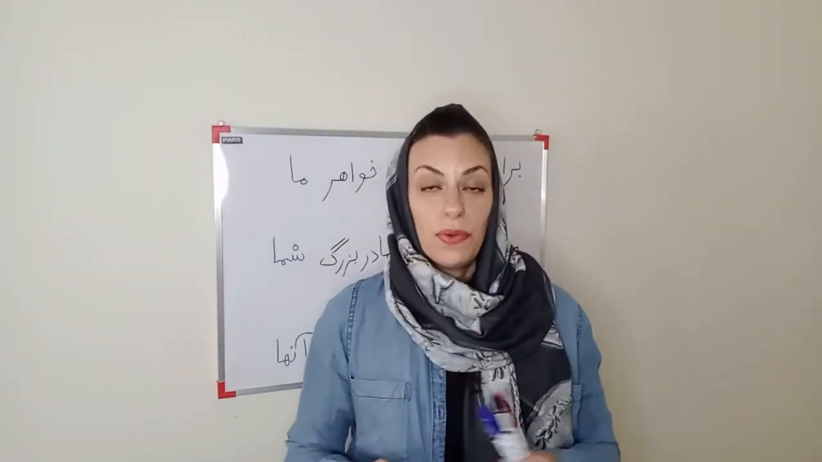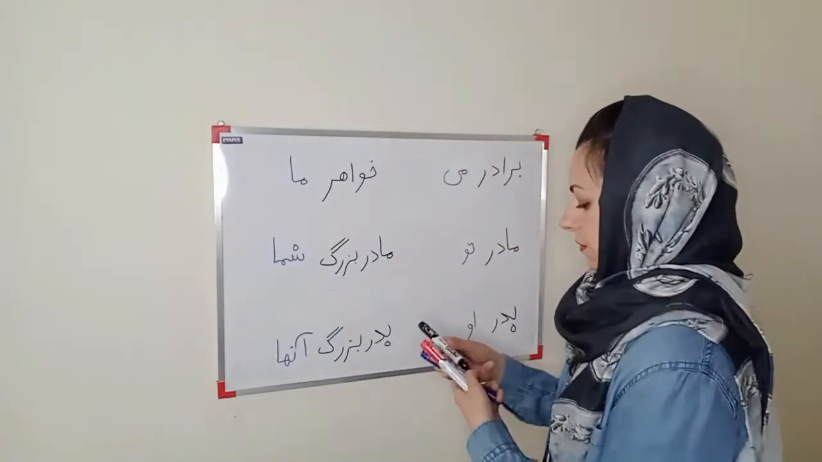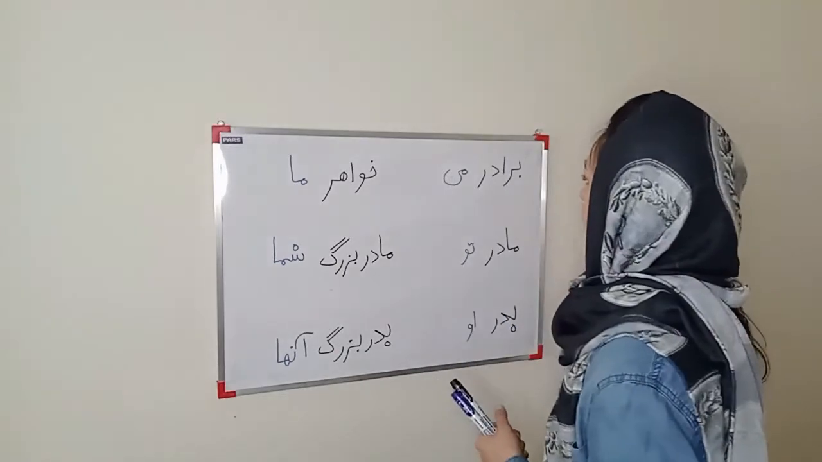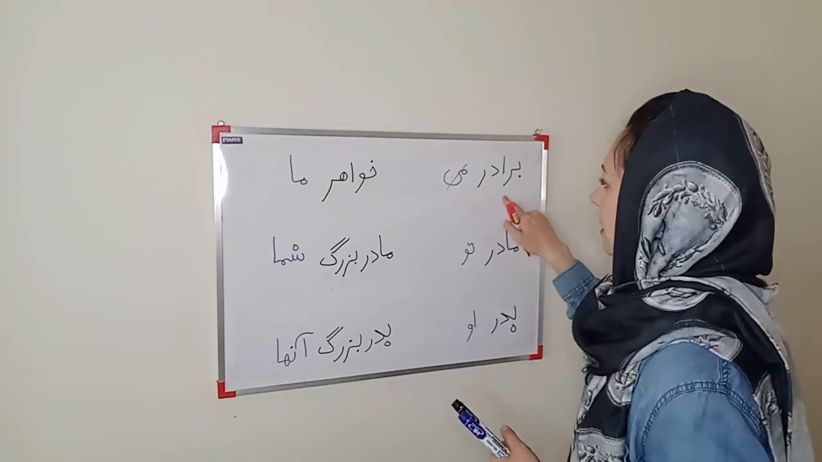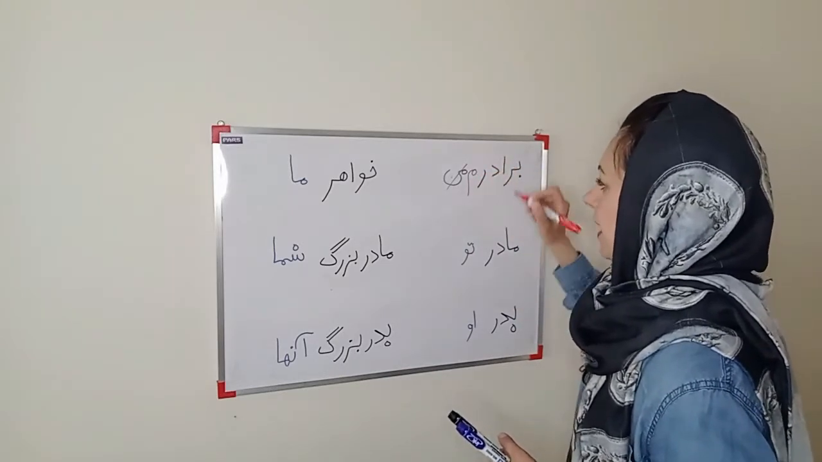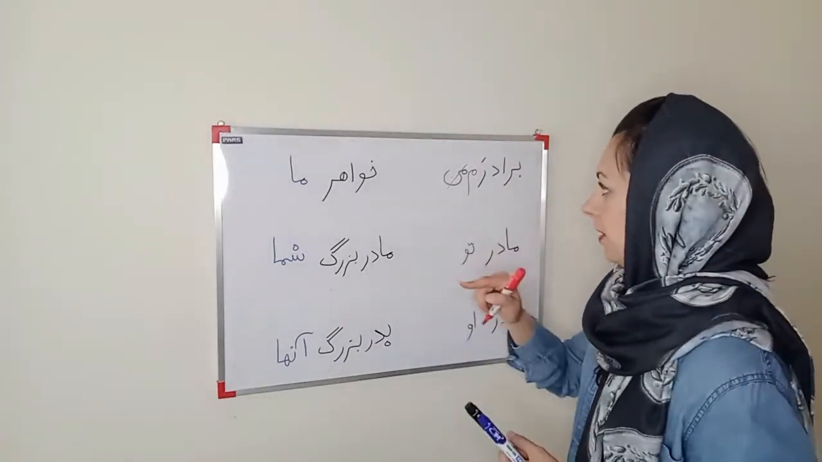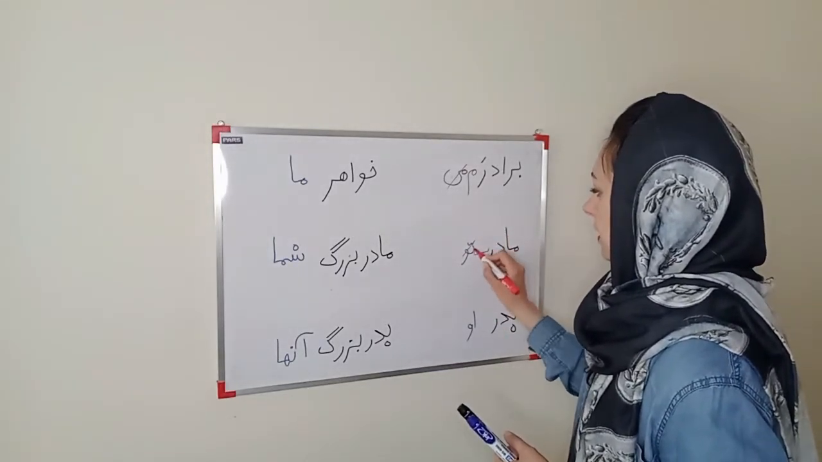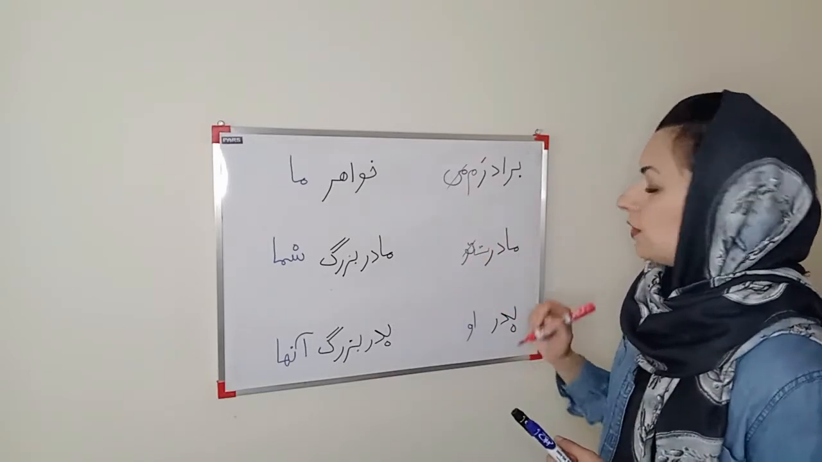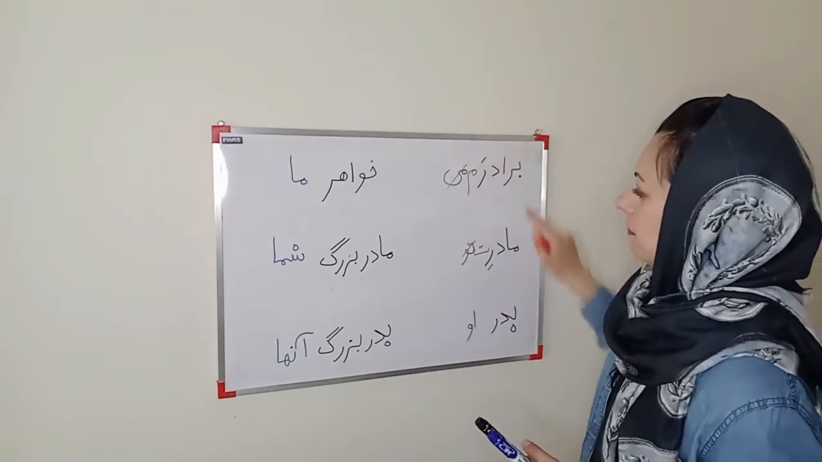Let's look at the second way now. For the second way, what we're going to do is add a suffix to the word. So instead of man, we're just going to omit man, or maybe we can keep the meem. We can say it that way. And we would say baradaram. So this is an am ending. So my brother. For madar, we can say madaret. So we're just keeping the t, your mother. And this is an e. So this is baradaram, madaret.